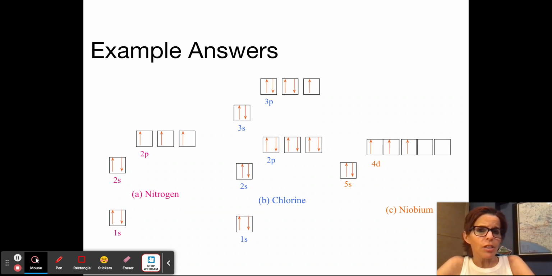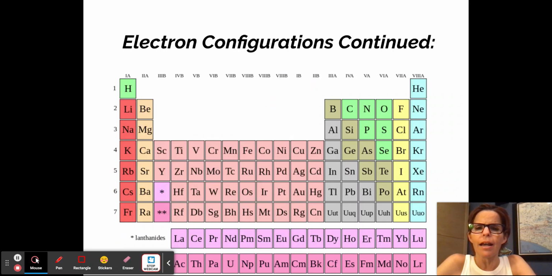I'm sure you can imagine that trying to draw out the electron configuration box charts, what I refer to as the orbital charts, is super time consuming, and that's not something that scientists are really going to do. So scientists are always about being more efficient. So that's what we're going to learn in this second half of the notes.